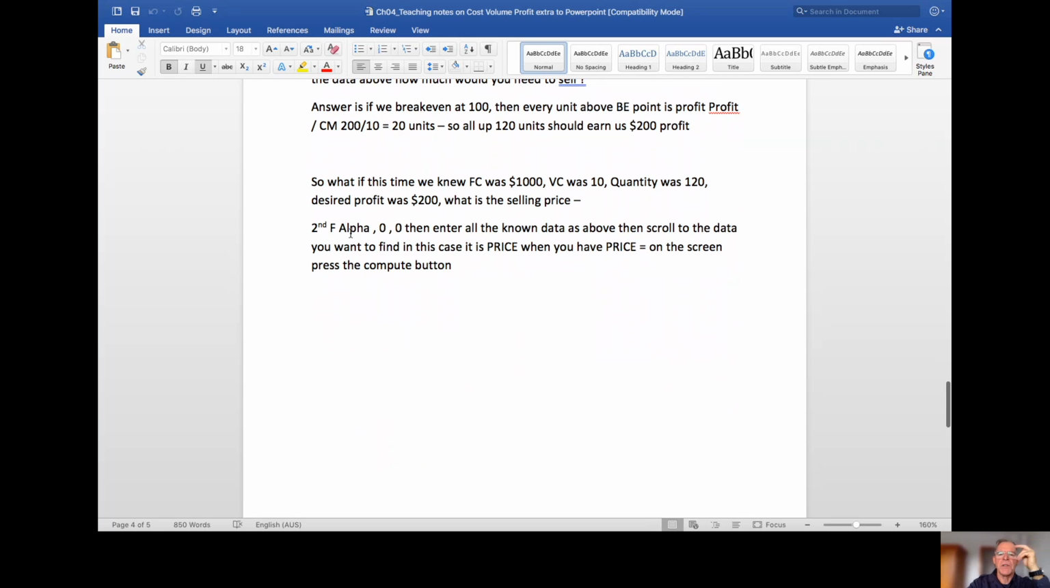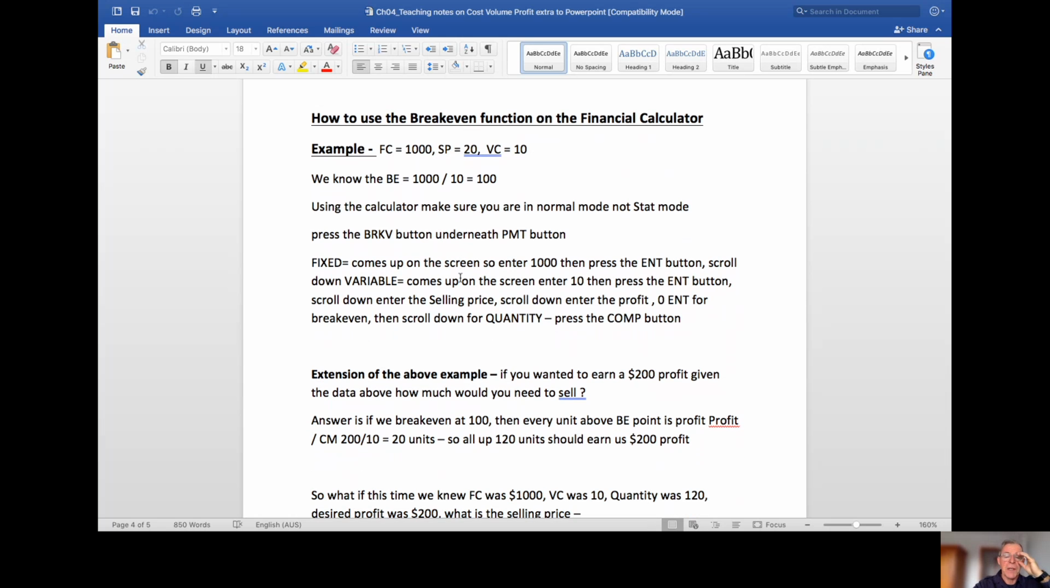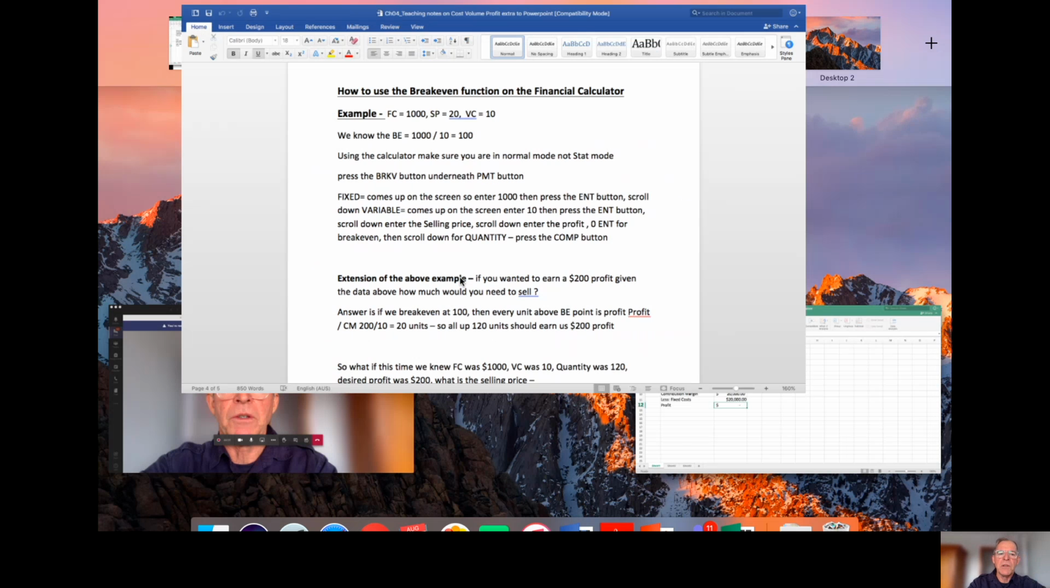So if you decide you're doing a brand new question, second function alpha 00 clears everything out and you're ready to re-enter data again. So quite a handy little feature on the calculator. Two more quick graphs to look at.